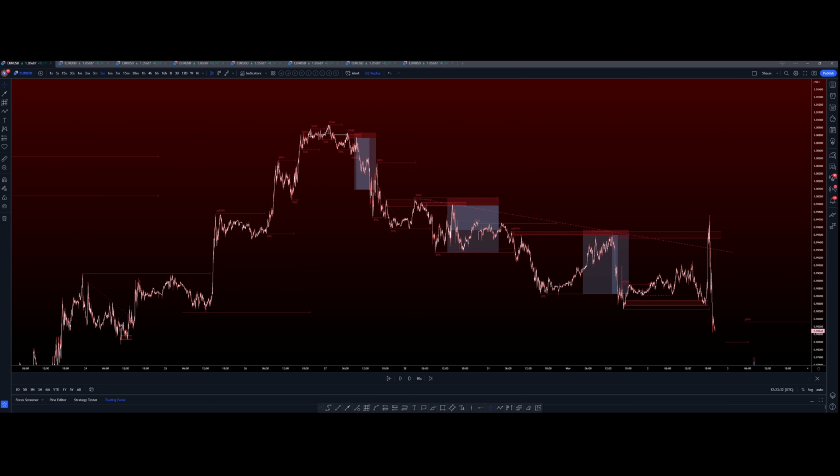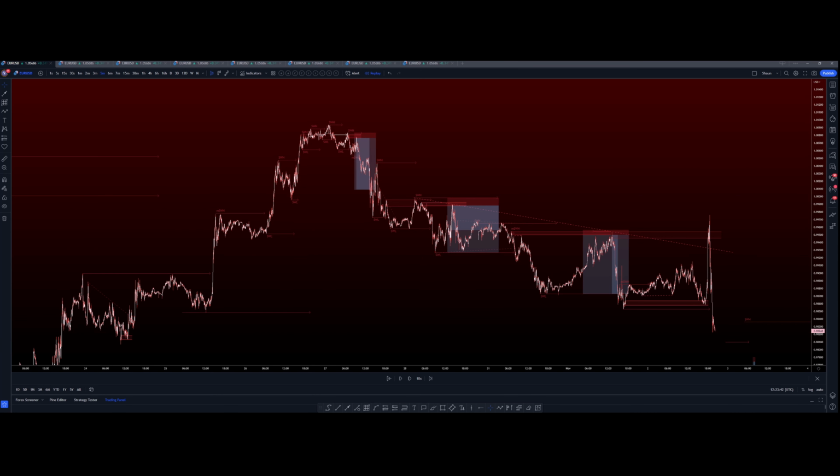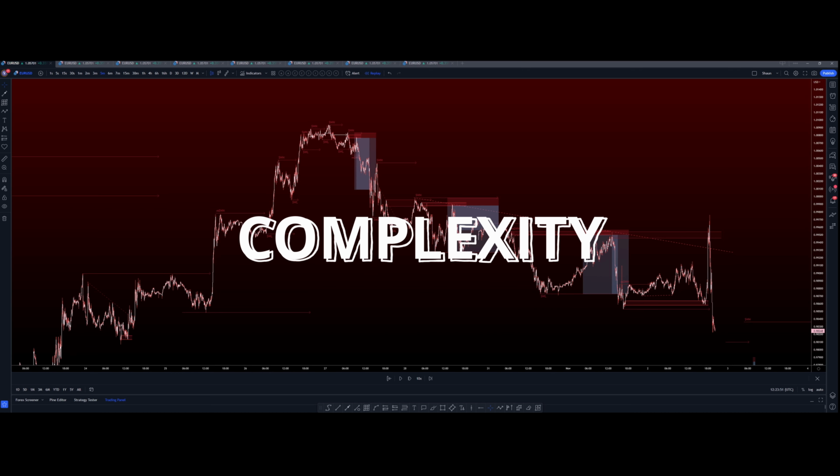But for us, now trading with low quality analysis comes with its own problems anyway, such as lowered strike rate, poor psychology from being on the wrong side of the market all the time, and obviously confusion. It is also going to increase the time you take marking up your charts each day, and it's also going to add complexity to your trading plan.